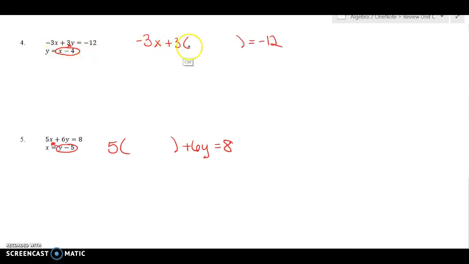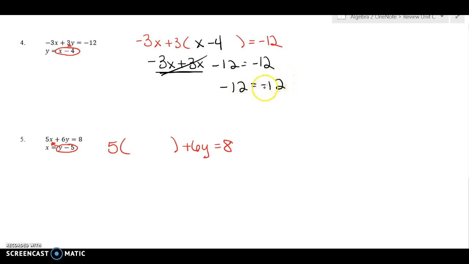So the first thing I should have done was plugged in my x minus 4 here. And so now I get -3x plus 3x minus 12 equals -12. Well, a -3x and a +3x is just gone, at 0. So I get -12 is equal to -12. Well, that's true, so it's all reals. So that one's done. There's nothing else to do because my variables are gone.